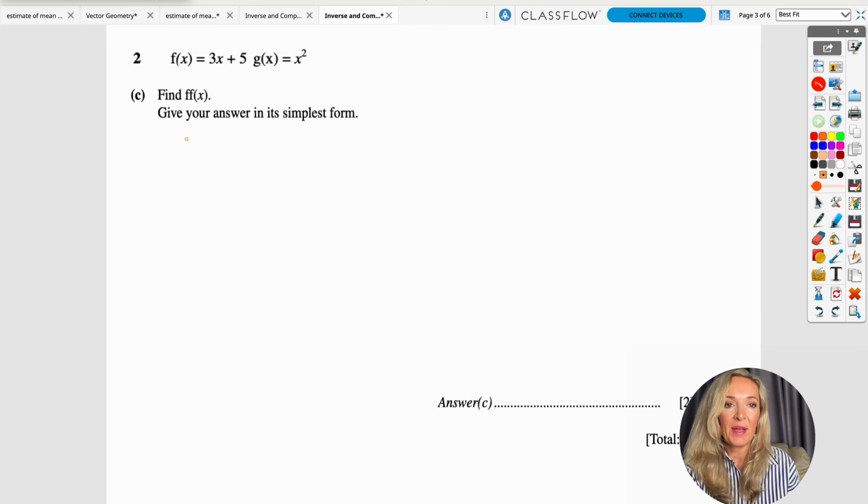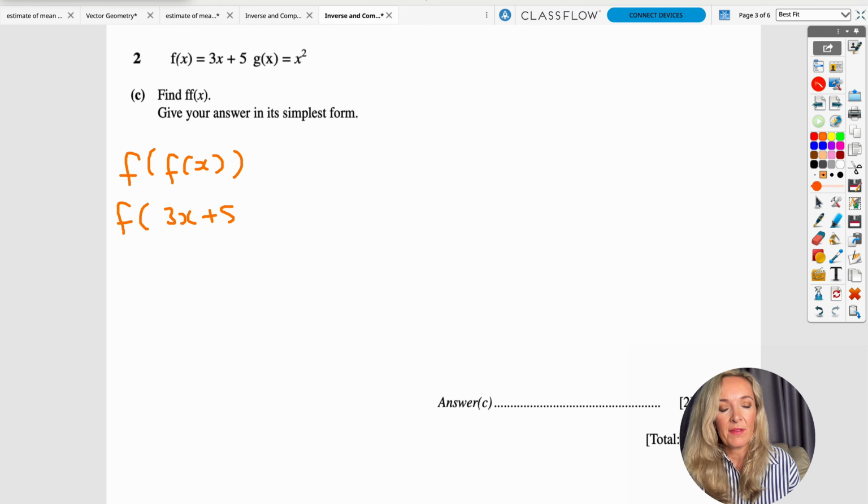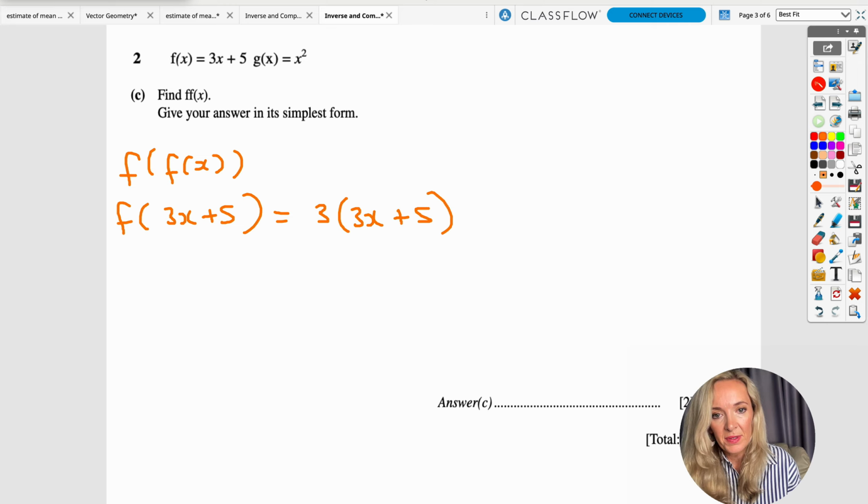Again, I'm going to write it with the extra brackets just to show what's happening. So f of x is going into f of x. F of x is 3x plus 5. So that's the thing that's being multiplied by 3 because that's what the function f does. And then add 5, and then simplify it.